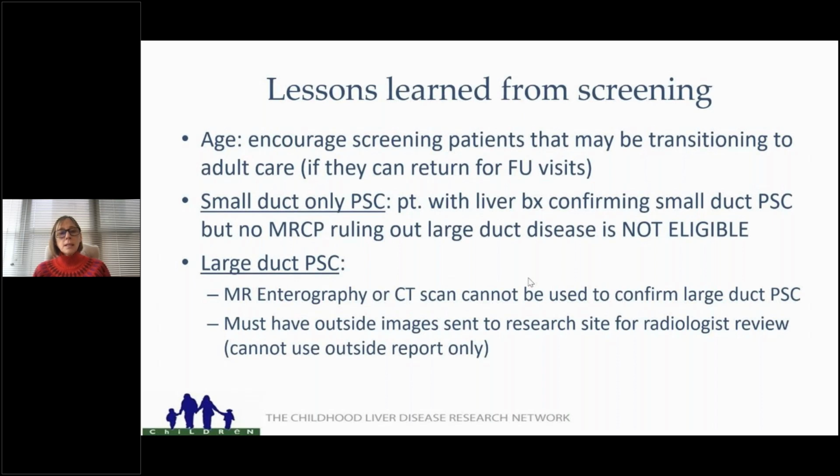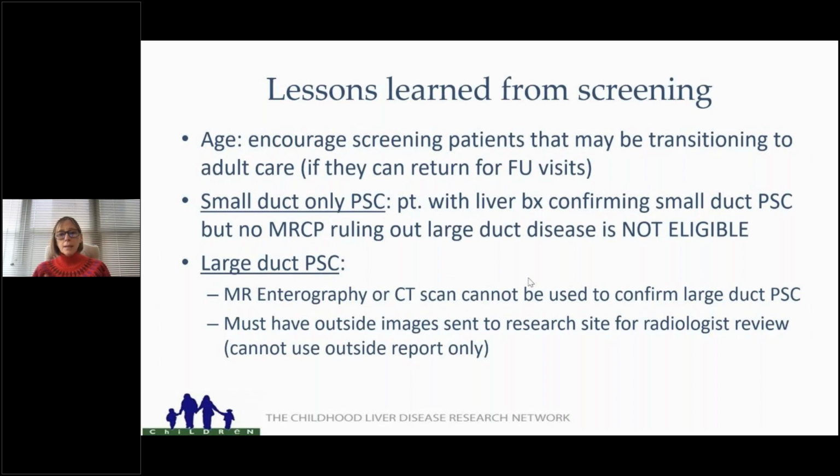Can you use a CT scan or an MR enterography to diagnose PSC? And we checked with the radiology corps, and the answer is no. You have to have an MRCP or an ERCP to diagnose large duct PSC.